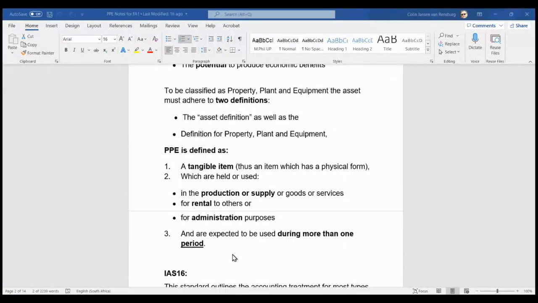Even though we're only going to use it for a total of 9 months, the fact is that 9 months is not in one financial accounting period. The first 3 months falls in one financial accounting period, and the other 6 months fall in the next financial accounting period. So therefore, it needs to be capitalized as an asset, and because it complies with all of the other components of this definition, it will be classified as property, plant, and equipment.